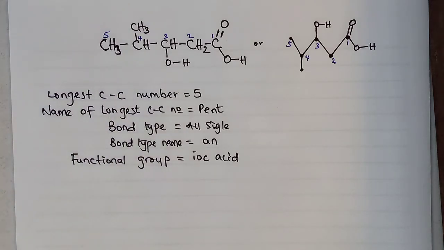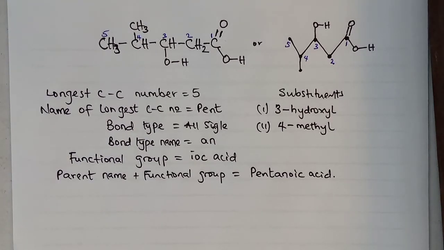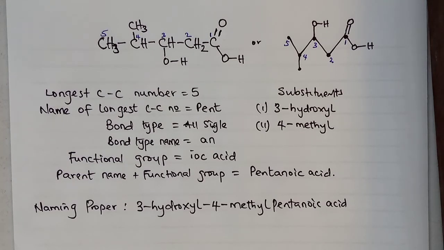Actually, it would have been ethanol group, that is alkanol group, but because it is a prefix, it is going to be hydroxyl group. Then this is called methyl group. So the substituents are, okay, to name these, it is very, very simple. Now we are going to combine both the longest carbon number, the bond type name, and join it together with the functional group. We will have the parent name. When we join the substituents, we will have 3-hydroxy 4-methyl pentanoic acid. Therefore, this structure we are seeing here is 3-hydroxy 4-methyl pentanoic acid.